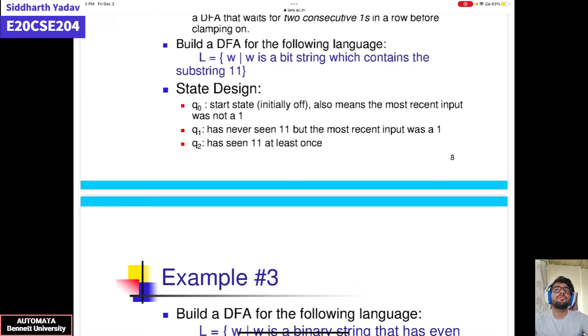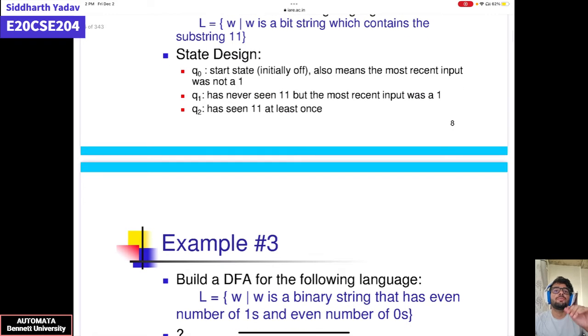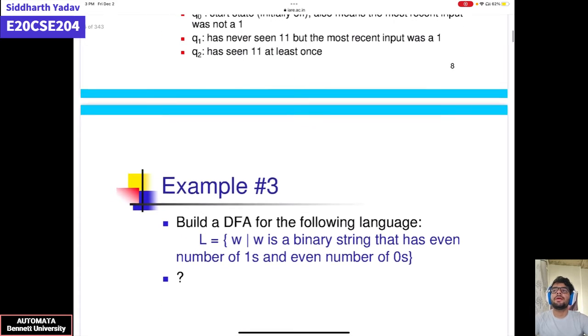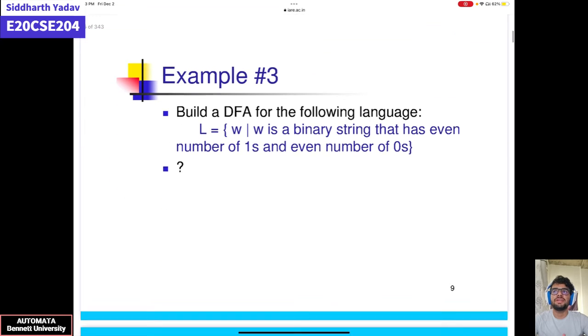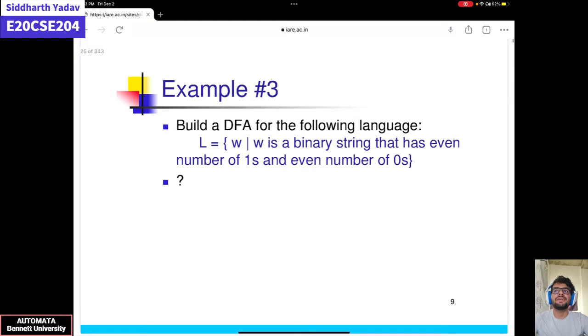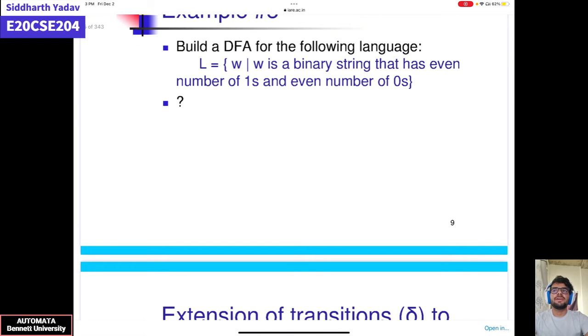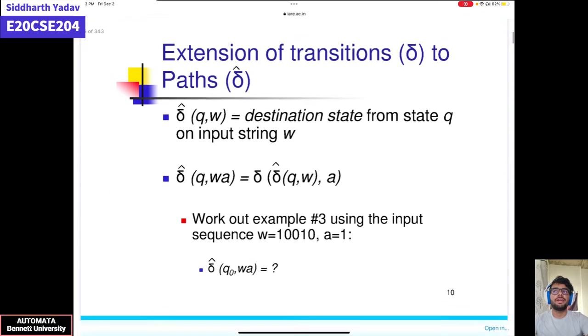L equals W such that W is a bit string which contains the substring 11. State design: Q0 is the start state. Q1 is the middle state, which has never seen 11 but the most recent input was 1. Q2 has seen 11 at least once. Build a DFA for the language of strings that have an even number of ones and an even number of zeros.